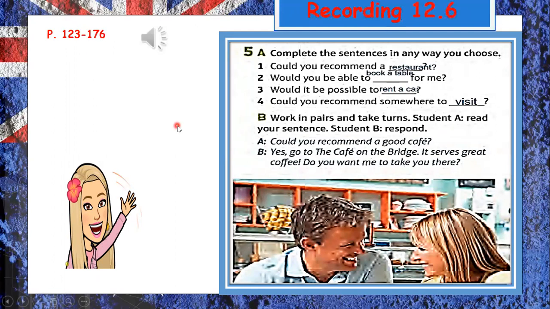Unit 12. Recording S12.6. 1. Could you recommend a restaurant? 2. Would you be able to book a table for me? 3. Would it be possible to rent a car? 4. Could you recommend somewhere to visit?